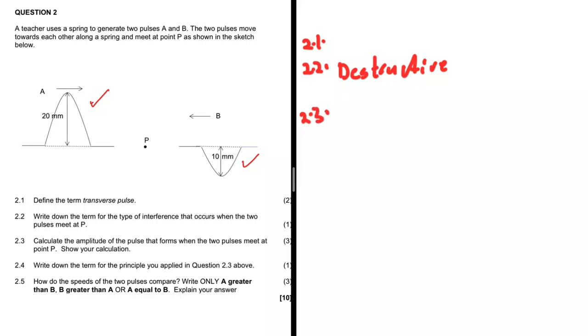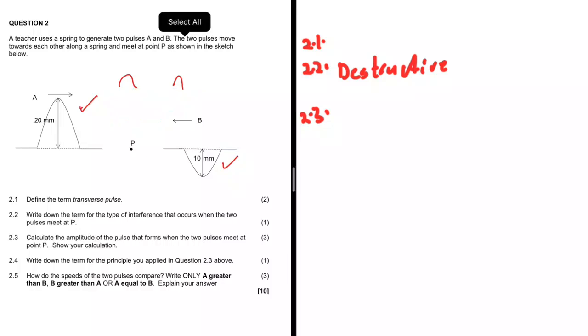If they were facing each other, like something like this, or something like this, then we would have a constructive interference. But because they are pointing in opposite directions, we're going to have destructive interference.